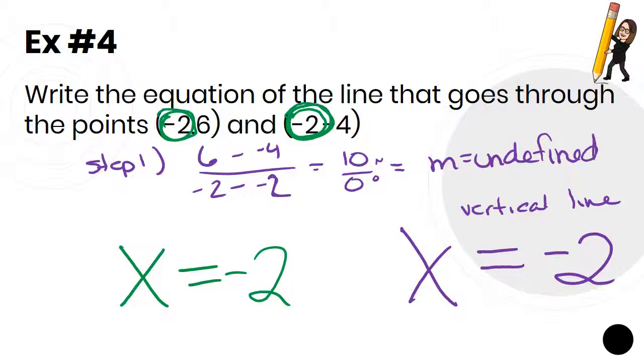So are you good at memorizing, or are you good at figuring things out? Or are you better at drawing a picture? That's still an option here. So if I wanted to draw a picture, negative 2, 6 would be up here. Negative 2, negative 4 would be down here. Then I can see that line of x equals negative 2. Whatever works for you, show me your thinking.